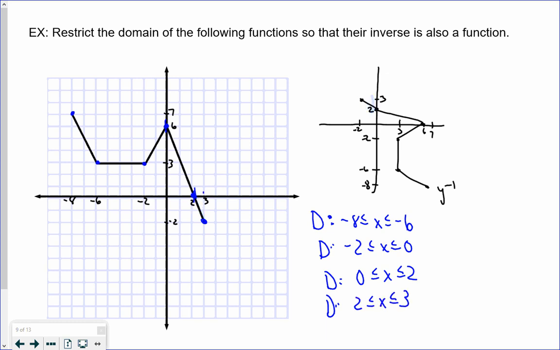And then lastly, could I go from here to here? So that part's a function, that part is a function. So yes, that's another possible answer. So I could go from 0 to 3.